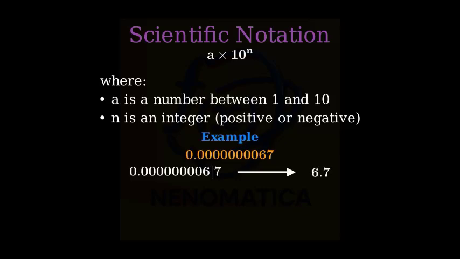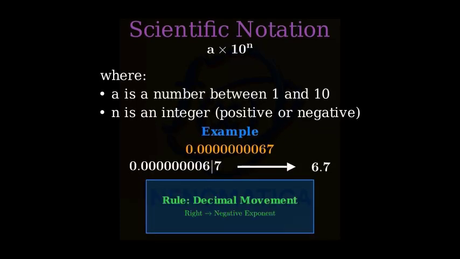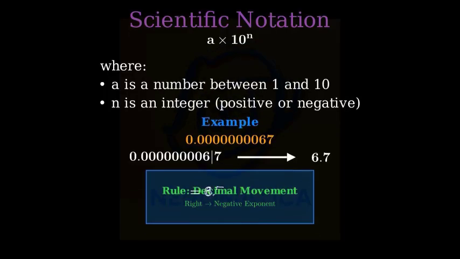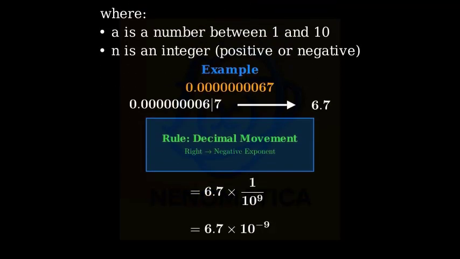Now, we need to multiply this by 10 to the power of -9 because we moved the decimal point 9 places to the right. This follows the rule that when we move the decimal point to the right, we use a negative exponent. Therefore, the scientific notation is 6.7 times 10 to the power of -9. Let's look at our second example.